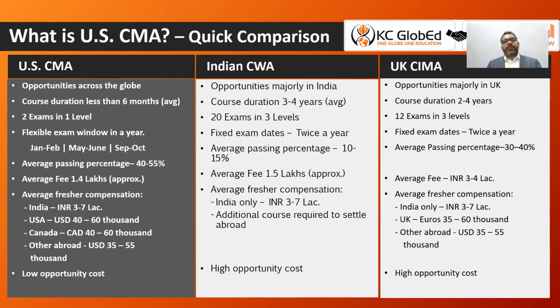And if you look at average pass percentage, we all know CA, CS, ICWA national average pass percentage is 5 to 10%, right? Whereas for UK CIMA, the pass percentage is 30 to 40%. Whereas if you see US CMA, national average pass percentage is 40 to 55%. That means if 100 students sit for the exam, on an average 50 pass in one go, which is like 8 to 9 times easier than CA, CS, ICWA, all the professional courses we have in India, and almost 1.5 or 2 times easier than UK CIMA.